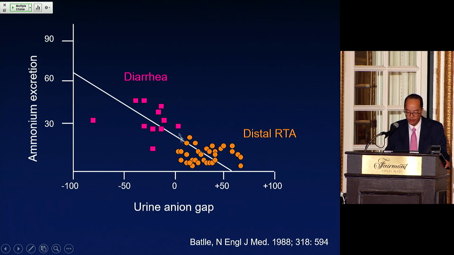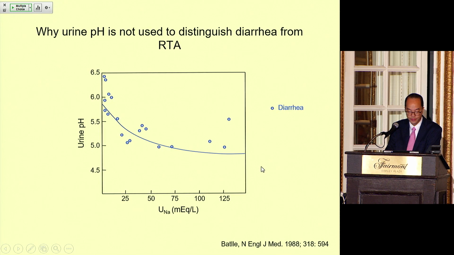But this cutoff also translates to a cutoff in the urine anion gap that just by coincidence is 0, just coincidental. So it gives us a nice thing that we can memorize, which is when the urine anion gap is negative, appropriate, then patients have diarrhea, and if the urine anion gap is positive, inappropriate in the setting of acidemia, those patients have a distal RTA.